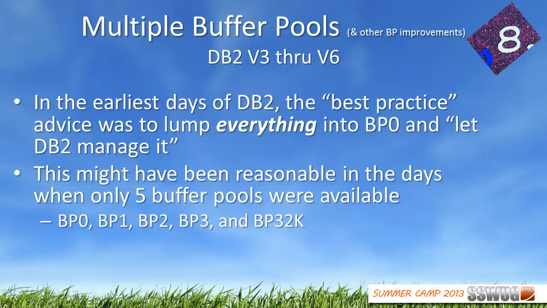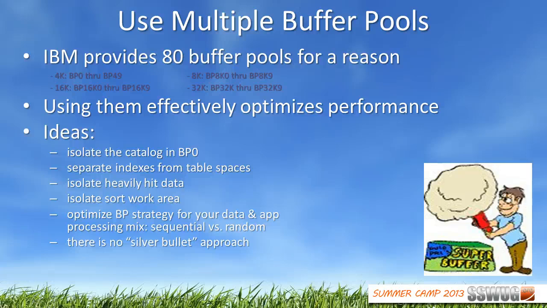And it might have been reasonable in the days when you only had 5 buffer pools, 0, 1, 2, and 3, as well as the 32K buffer pool. However, we now have 80 buffer pools, and there's 80 of them for a reason. And that reason is not because you should put everything in one. There are 50 4K buffer pools and 10 each 8K, 16K, and 32K buffer pools. The idea here is that you want to put like data into a buffer pool and tune the buffer pool for the type of data that's there.